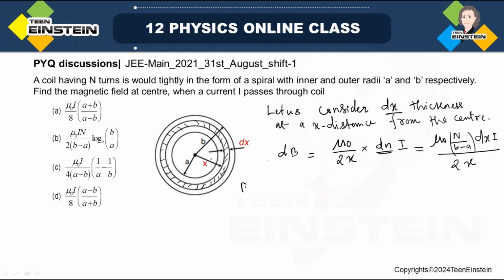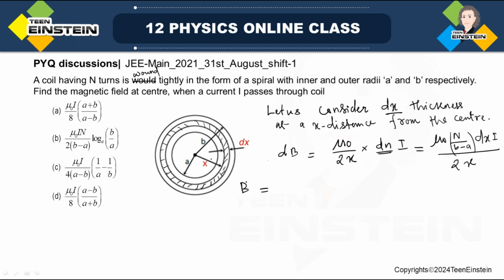So what will be the total magnetic field? See why I am taking this dx, because it is a continuous distance, since these are tightly wound. The wire, or coils, are actually tightly wound. So that's why I'm taking a continuous region.